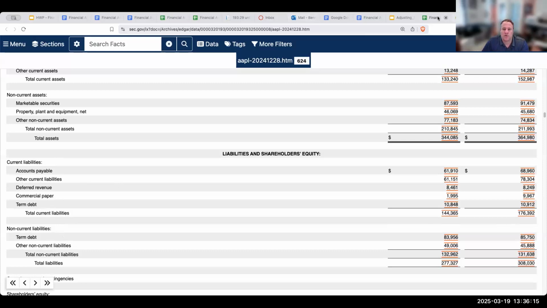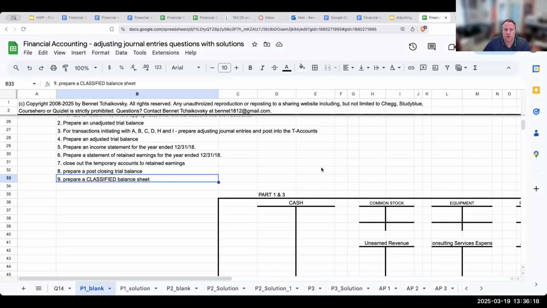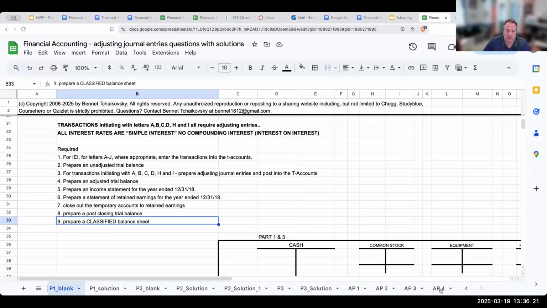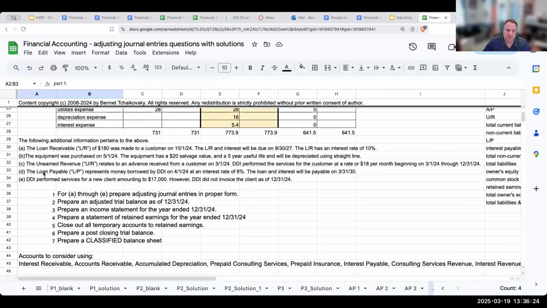One of the things I also do intentionally, if you're looking at my different examples, is I will say things like, the loan payable represents money borrowed by the company at an interest rate of this. The loan and interest will be payable in the future, right? I do that intentionally, even though interest is usually going to be paid monthly or quarterly. I do it differently for this particular exam because I want you to focus on how to bifurcate it. It'll all be either current or non-current.